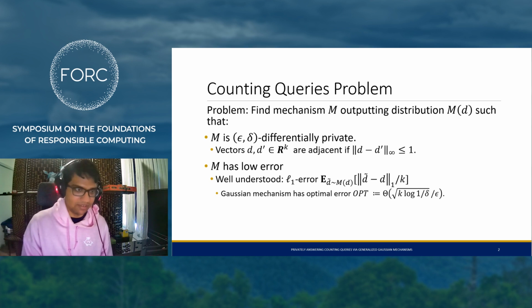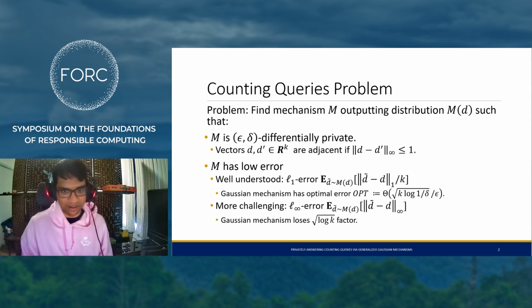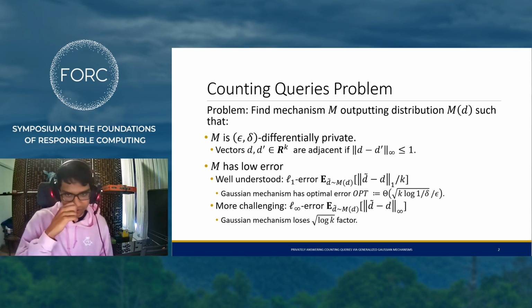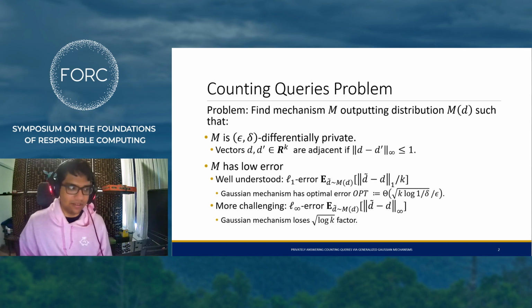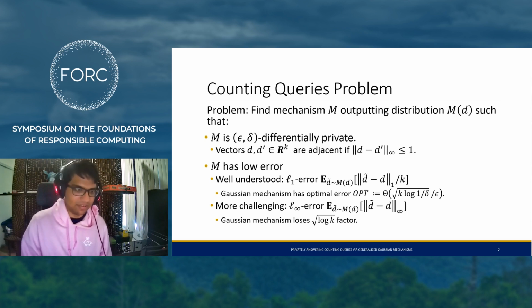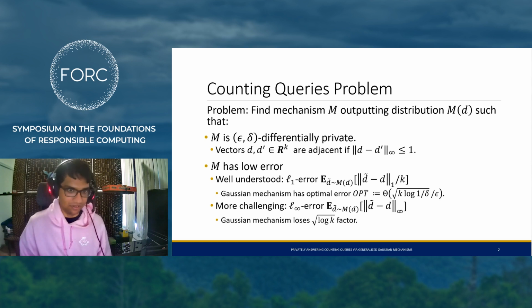What's been less well understood until recently is instead the L infinity error. Rather than look at the expected amount of noise we add on average to each coordinate, we look at the expected maximum amount of noise added to any coordinate. That is, we look at the expectation of the L infinity norm of the noise vector. Here the Gaussian mechanism loses a root log k factor because for a k-dimensional Gaussian, the absolute value of its largest coordinate is going to be roughly root log k times larger than the average absolute value of its coordinates. So the question that we hope to address in this paper, and that other past and future papers address, is whether it's possible to avoid losing this root log k factor.